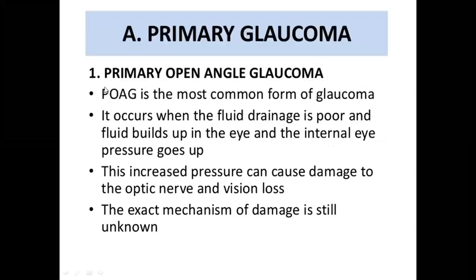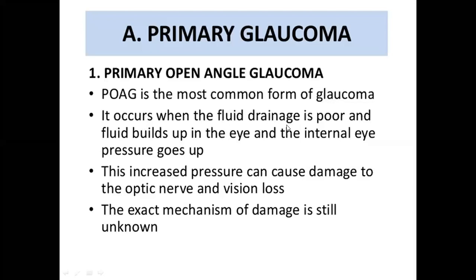ठीक है. अच्छा, what is primary open angle glaucoma? Primary open angle glaucoma is the most common form of glaucoma. It occurs when the fluid drainage is poor. Here the problem is in the trabecular meshwork. It is not the iris which moves from its place and obstructs the angle. तो यहाँ meshwork में problem है, angle open है, तो open angle है ये.